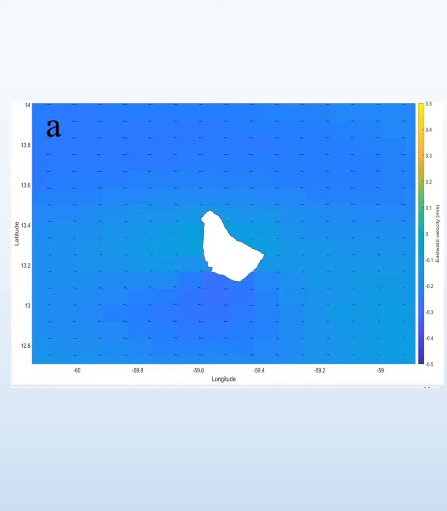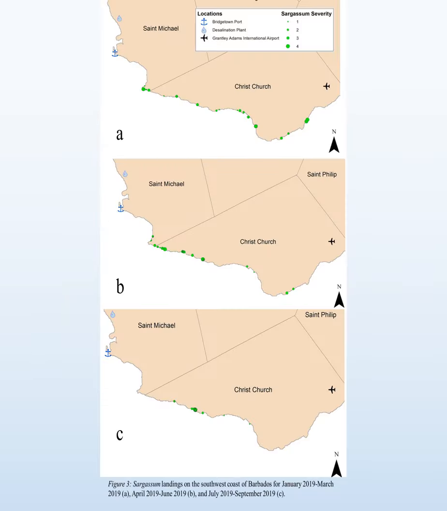The darker blue color indicates a westward velocity, while the yellow would indicate an eastward current velocity. As you can see, most of the currents around Barbados flow in the westward direction, and around the southwest region of Barbados, the current flows in a northwest velocity. Being able to confirm the sargassum landings based on the current velocity around Barbados is important because it can be used to predict sargassum landings in the future.